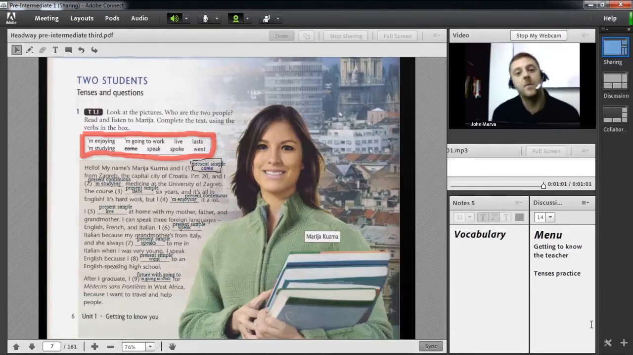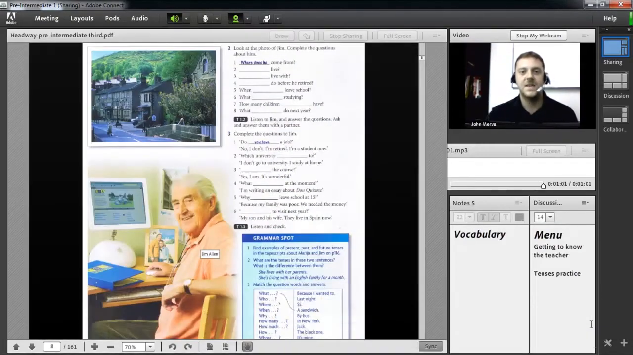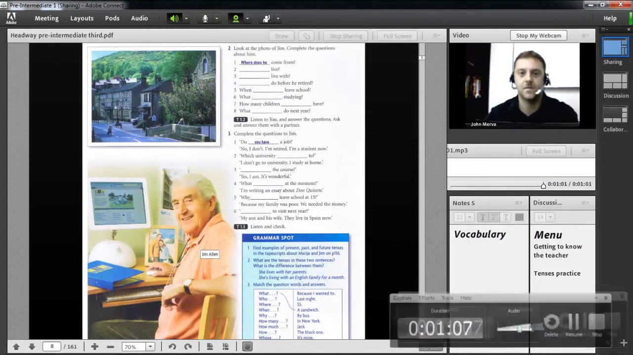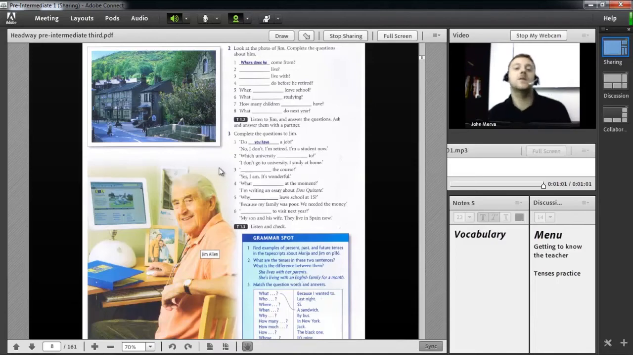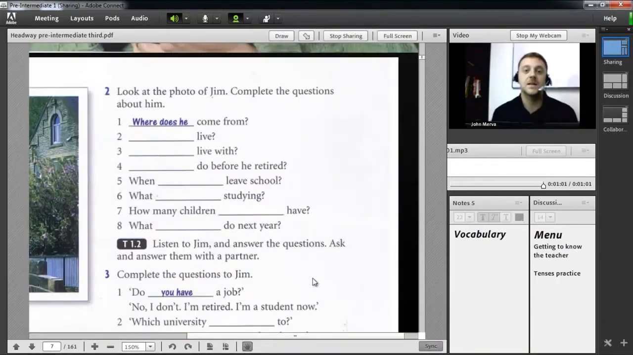Now that we've remembered what some of the tenses look like, let's move on and let's start looking at some question forms with the same tenses. Please turn the page to page 7. On page 7 we have a picture of a man named Jim Allen, and we're going to ask some questions and find a little bit about Jim. If we look at exercise 2 at the top of page 7, we can see there are some questions about Jim that have not been completed.